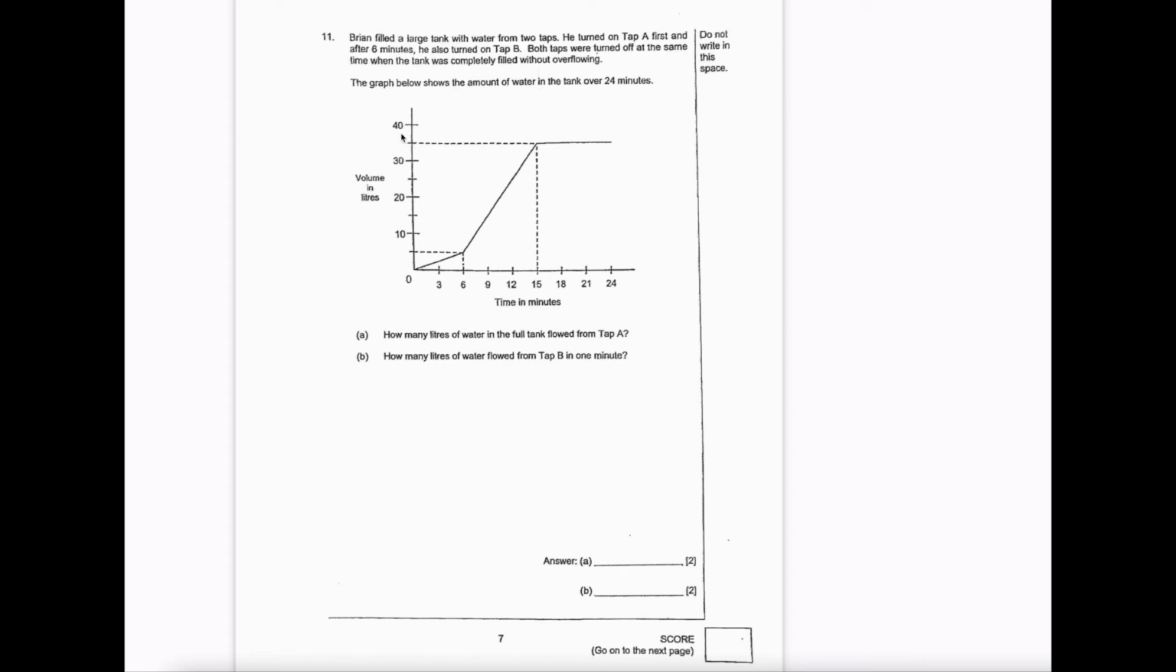So this graph is a cumulative graph, and we need to be very careful. They actually did us a huge favor by drawing these dotted lines. For the first 6 minutes, how much water was there? 5 liters, right? All this 5 liters actually came from tap A, because from 0 to 6, only tap A was turned on.